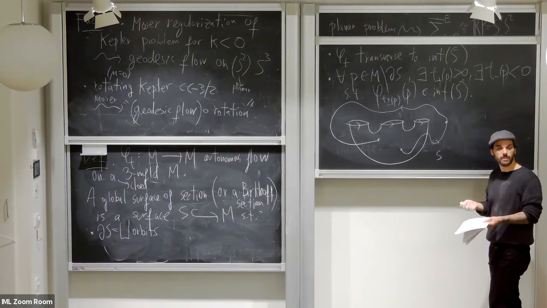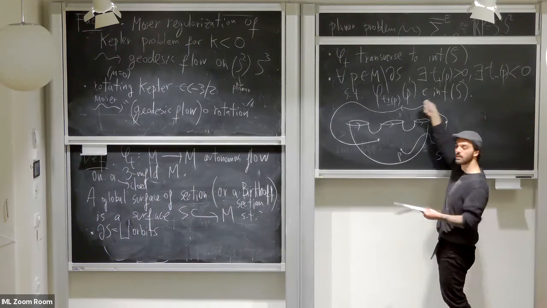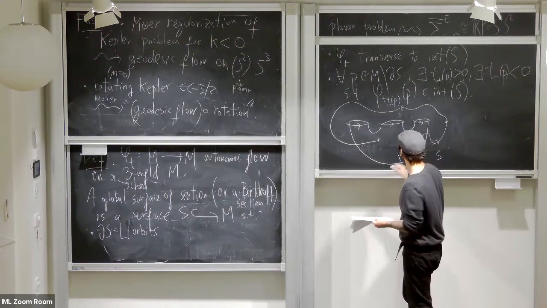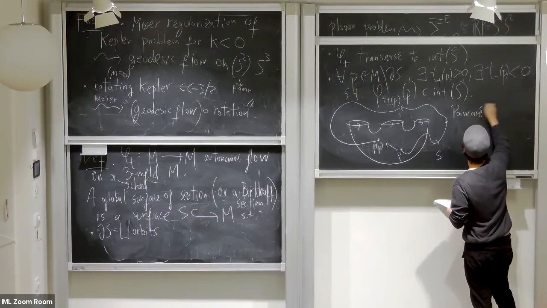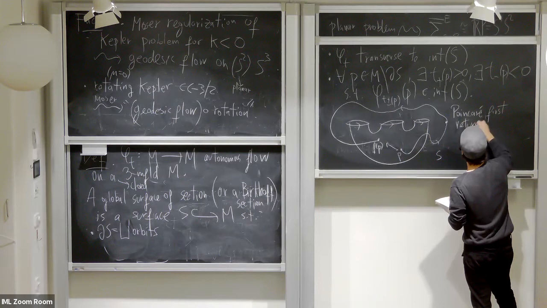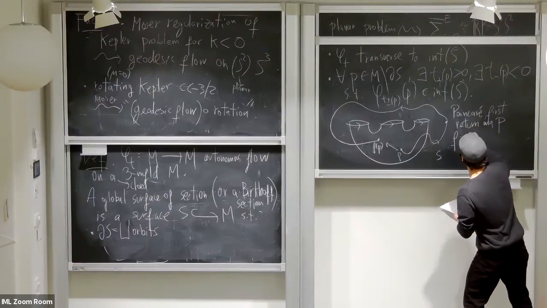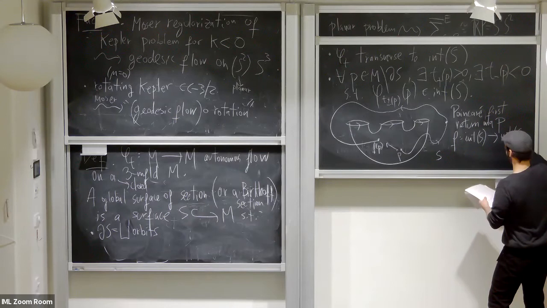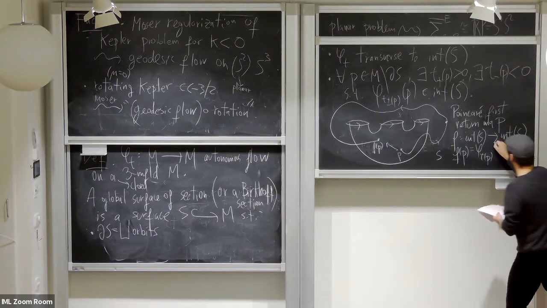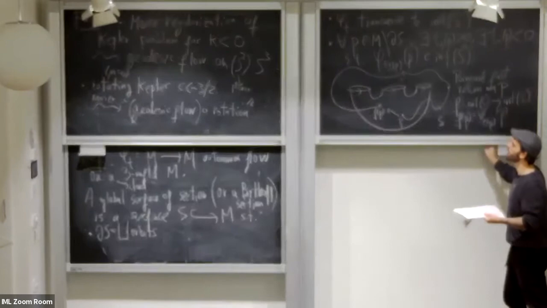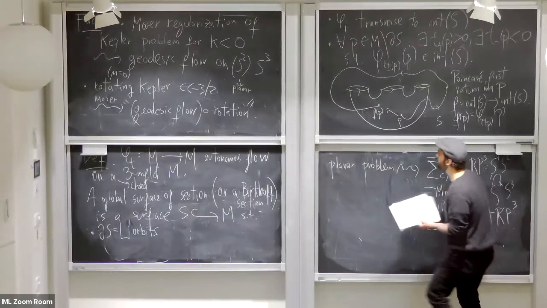It is defined by taking a point here, looking at what it does under the flow, then looking at the first point of return, and mapping it to that point. So the Poincaré first return map is a map F defined in the interior of S, taking values in the interior of S. F of p is precisely the tau of p time of the flow applied to p, where tau of p is just the minimal positive time at which the orbit of the point hits the interior of the surface.